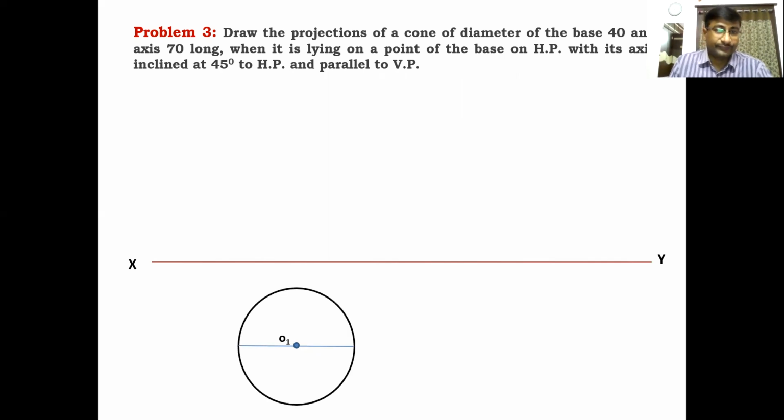Then draw a circle with O1 as the center. The circle diameter must be equal to 40 mm. Clear? So take a radius of 20 mm with O1 as the center and draw the circle. The circle must be below the XY line. Clear? Like this, you have to draw the circle.